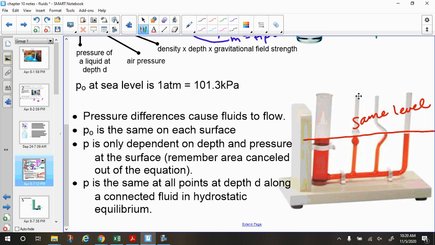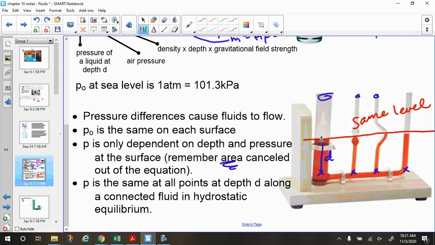The pressure is only dependent on the depth at a certain point. So if we're thinking about the pressure right here, we only worry about the depth, right? We don't worry about the area because the area cancels. So this part doesn't matter. How big the tube is does not matter. It's not going to affect the pressure at all. So that means that at any point at the same depth, the pressure has to be the same.